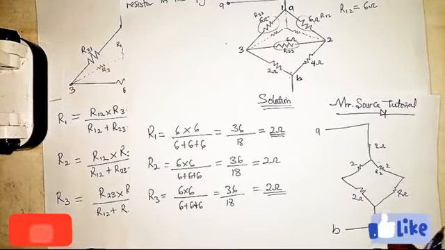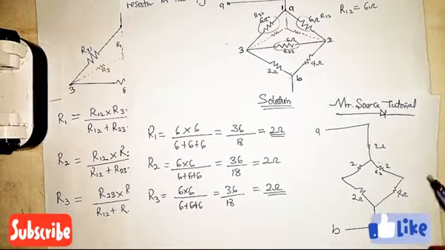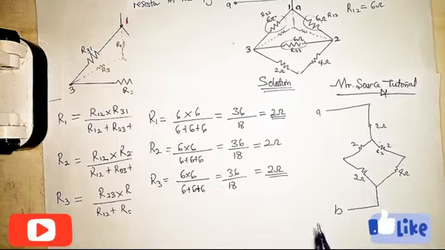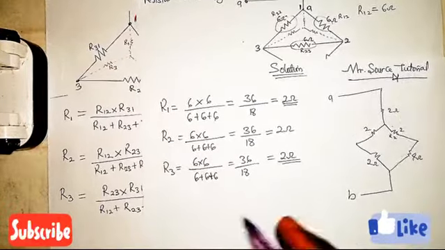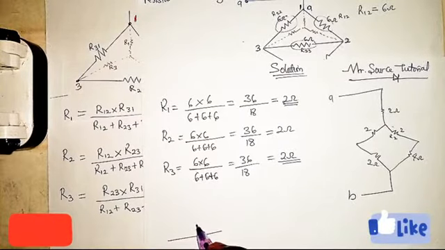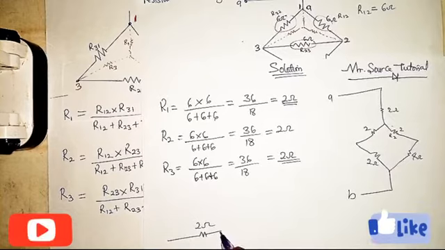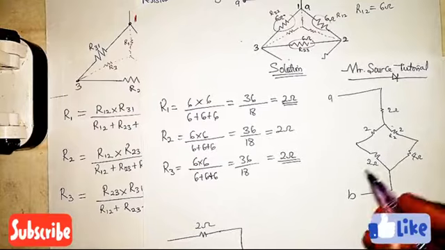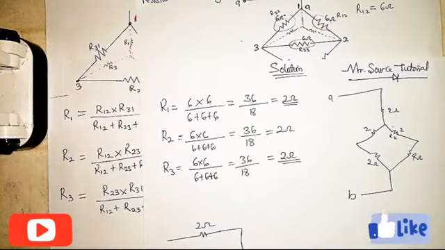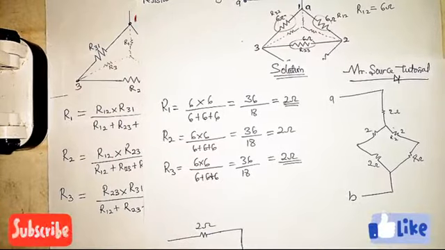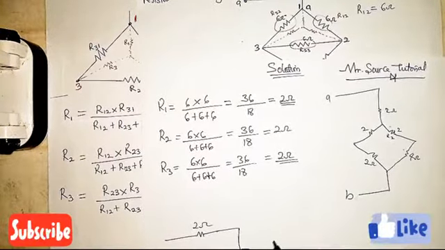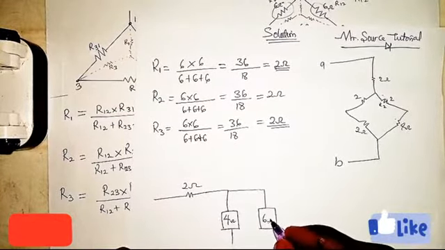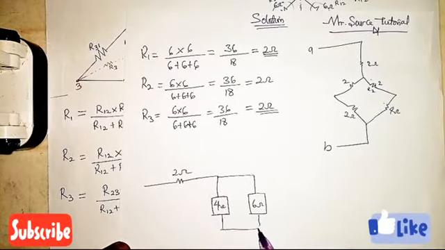parallel to each other. Because this and this are in series, you say 2 plus 2 gives us 4, and 2 plus 4 gives us 6. So you're going to have something like this at the end. This 2 ohm is in series like this, plus this parallel connection. This plus this gives us 4 ohm. This plus this will give us 6 ohm, so we have 6 ohm resistance connected in parallel like this, of this nature.